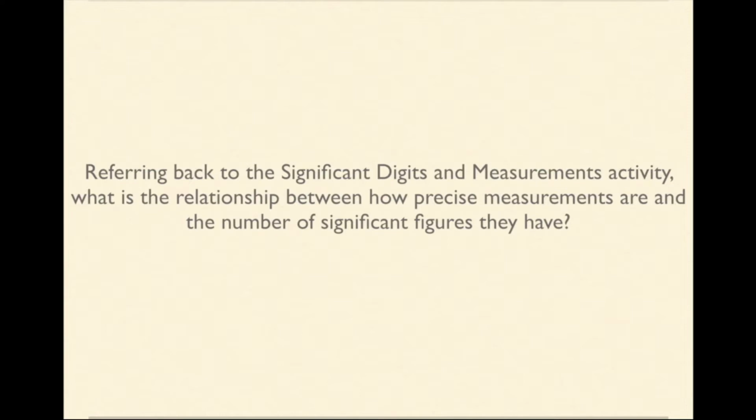So what I want you now to do is to refer back to the significant digits and measurements activity that you completed in the last class and determine what the relationship is between how precise measurements are and the number of significant figures they have. So pause this video right now and come to a conclusion. So what you should have realized is that the more precise a measurement is, the more significant figures it has.